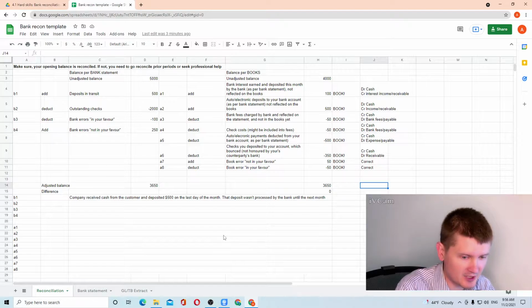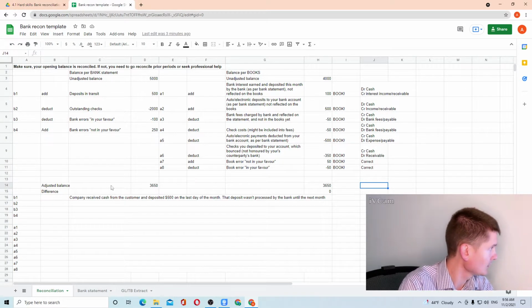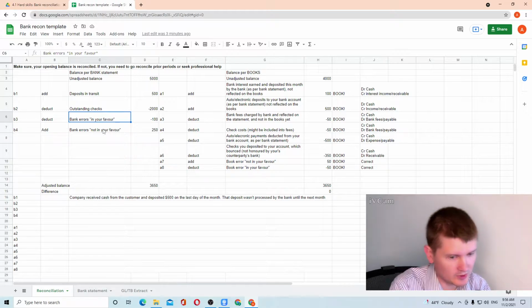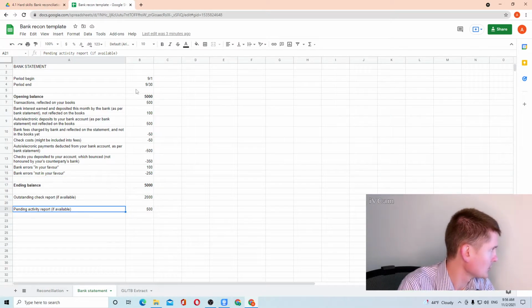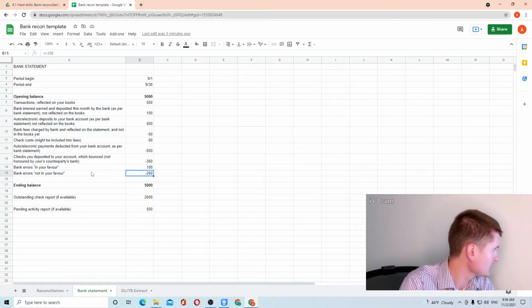Sometimes bigger companies have separate accounts for cash and checks outstanding, and they might have two reconciliations: a separate reconciliation for checks and a separate reconciliation for the bank statement. So separate for cash, separate for checks. Okay, when you download your statement, you might want to look through it, and you might find some bank errors.